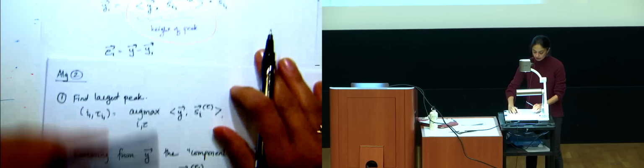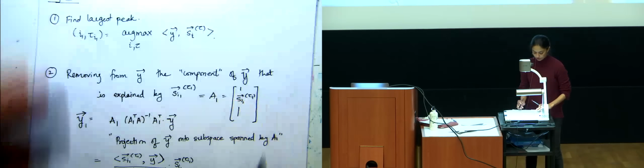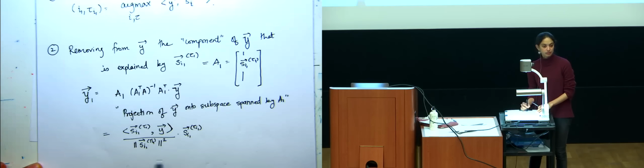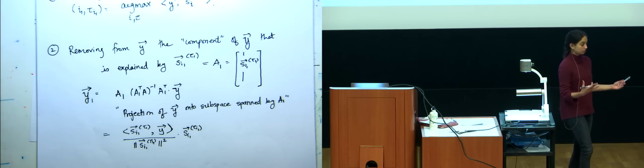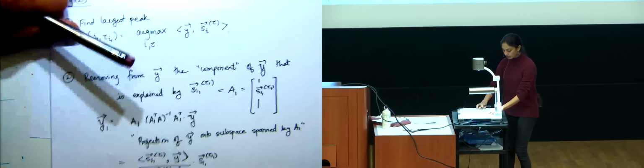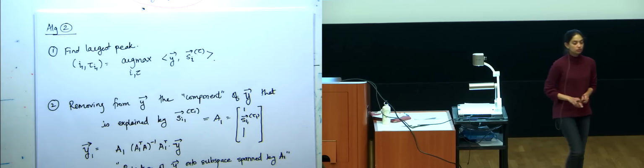Right? So instead of subtracting out this guy, the height of the peak, what we're subtracting out is this normalized version, right? We're dividing by this length, which is giving us the projection as opposed to a scaled version of the projection. Is this difference clear to everyone? Yeah, question.